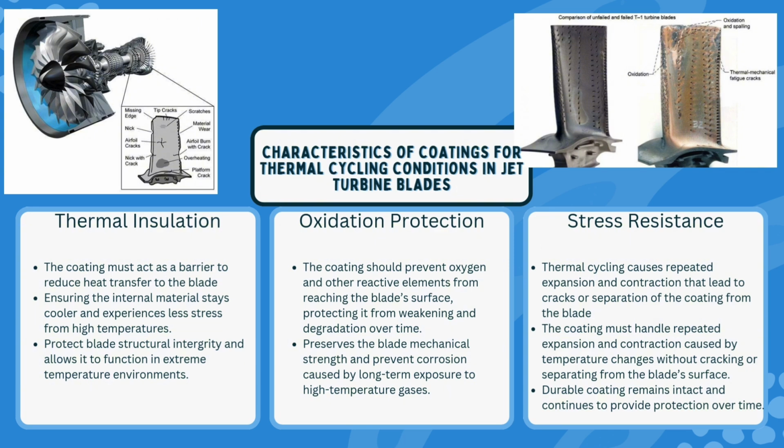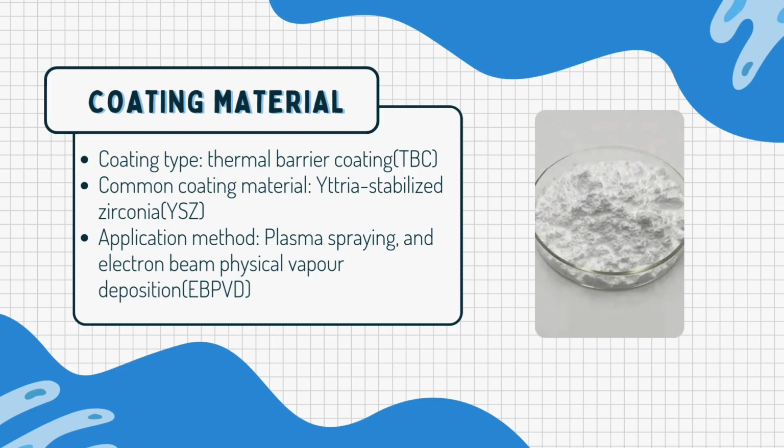Thermal cycling will cause repeated expansion and contraction that lead to cracks or separation of the coating from the blade. The coating must handle repeated expansion during heating and contraction during cooling caused by temperature change without cracking or separating from the blade surface. A durable coating adapts to this stress, ensuring it remains intact and continues to provide protection over time. Next, we will go to the coating material.